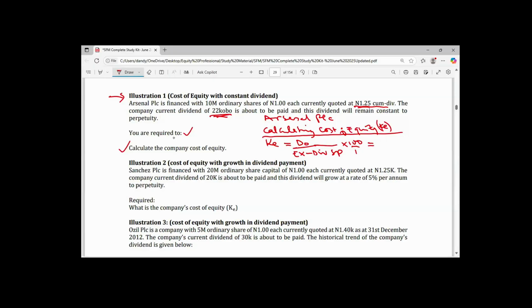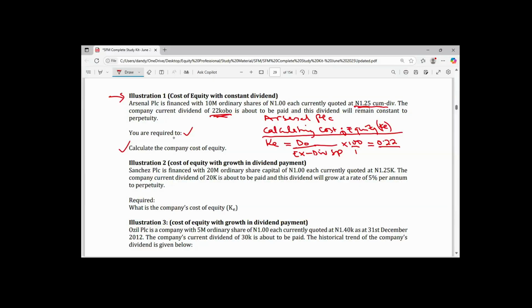Now, the current dividend as given to us is 22 kobo. That's 0.22 divided by the XDIV share price. According to the question, the company's share is currently quoted at 1.25 naira cum div. Like I explained earlier, you don't use cum div share price. Cum div share price is the share price that includes dividend, so you must have paid the dividend before you compute your cost of equity. In this case, we are told that the dividend is about to be paid, and that the share price is 125 kobo cum div.